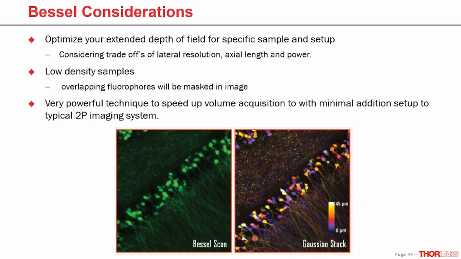So, considerations. It's really important to optimize your extended depth of field for your specific sample and setup, really considering the trade-offs of lateral resolution, axial length, and power. This technique is really designed for low density samples where overlapping fluorophores will be masked in the image. Overall, this is a very powerful technique to speed up volume acquisition with minimal additional setup to a typical 2P imaging system.